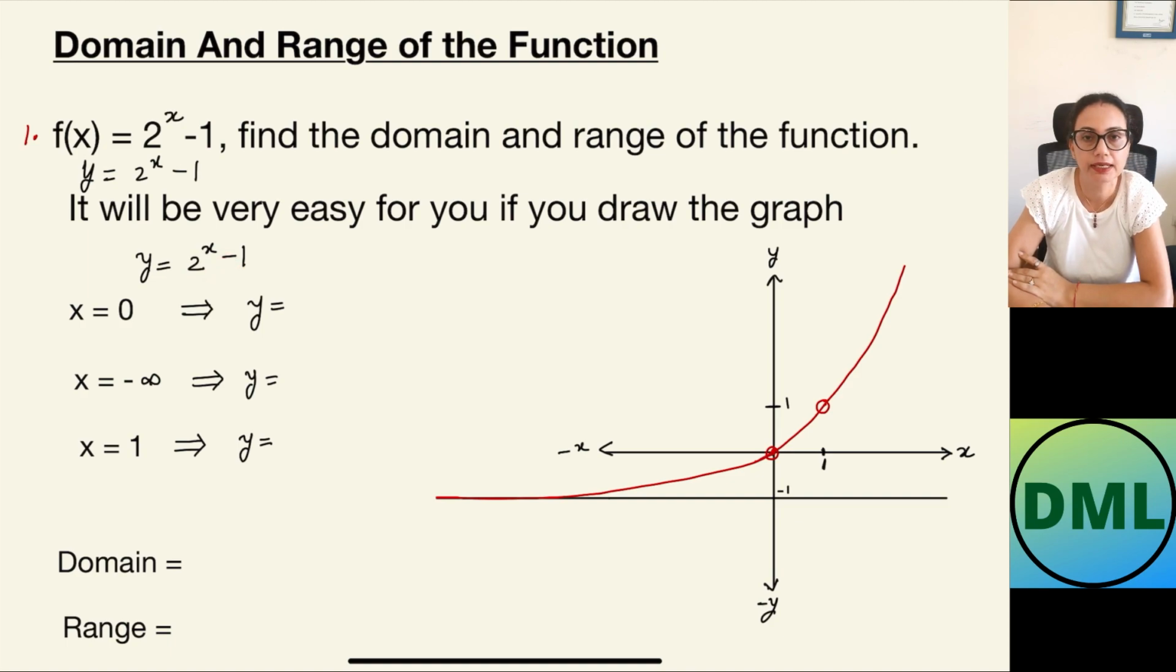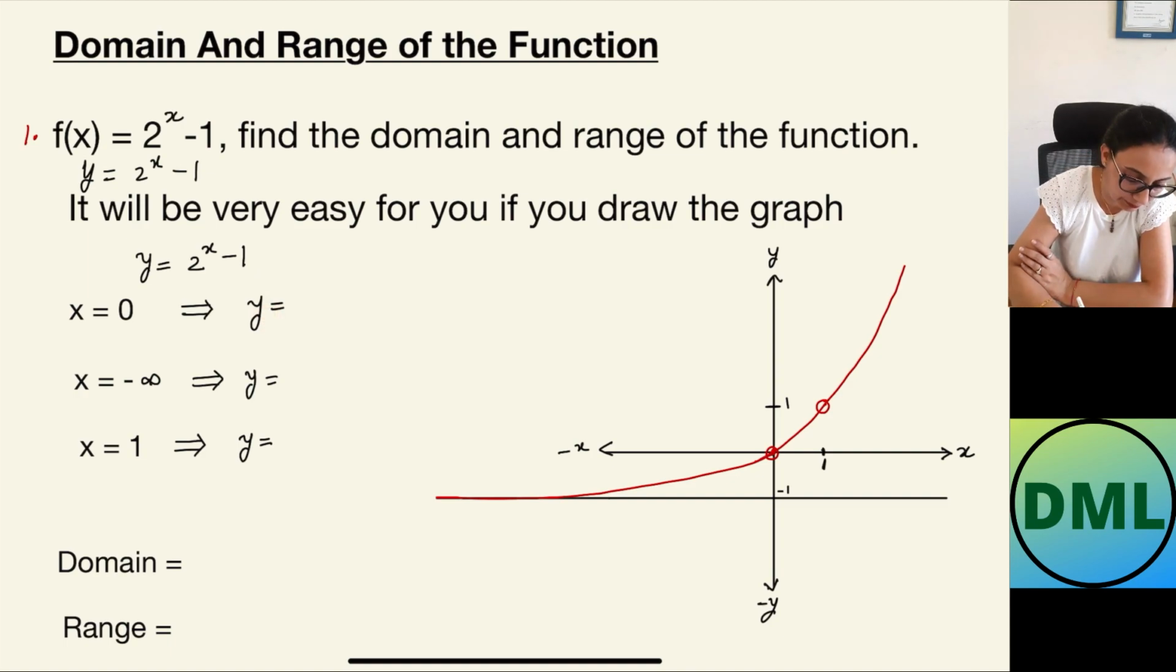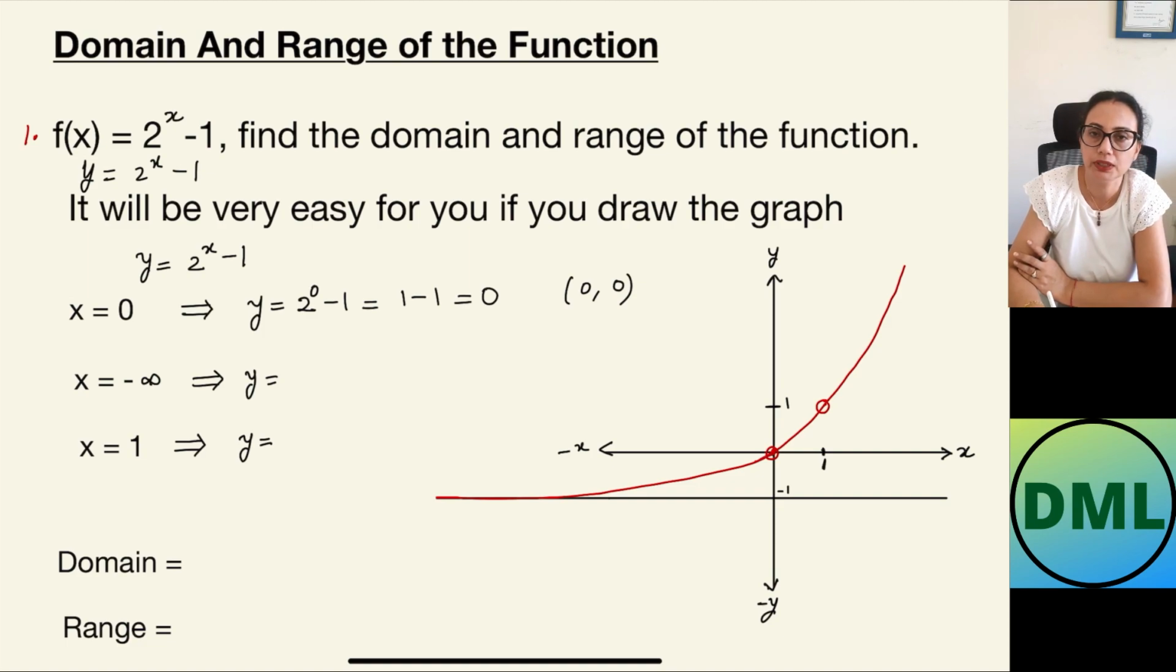To plot it, I need the coordinates where it cuts the x-axis and the y-axis. To get the point which cuts the y-axis, we have to put x is equal to 0. If we put x is equal to 0 in our function, the value of y will be 2 to the power 0 minus 1. Anything raised to the power 0 is 1, we know that. That will be equal to 1 minus 1, which is 0. The point on the y-axis is (0, 0). That means it passes through the origin.